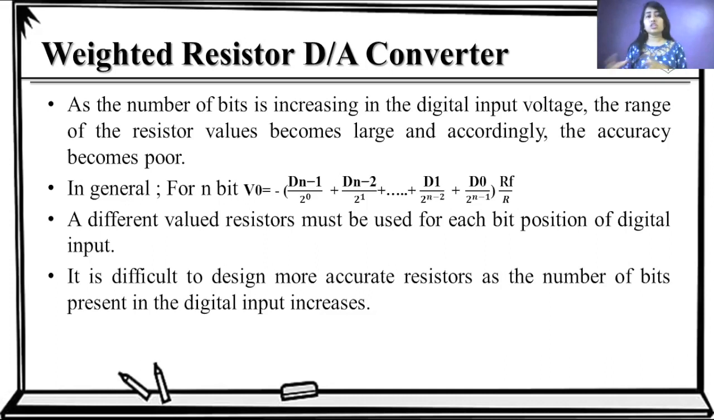So we can use another type of D2A converter which is R2R, in which there are only two types of resistor, R and 2R. So that will be discussed in the next session.